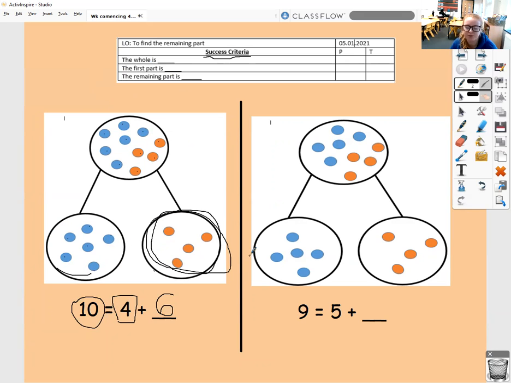Fantastic. I would now like you to pause this video and just have a go at this one on your own. You can draw out a part whole model just like mine, draw in your counters and fill in the number sentence underneath. Fantastic. Off you go.